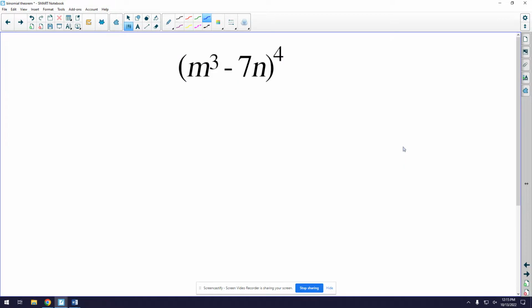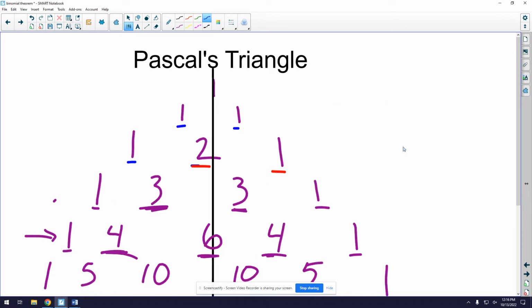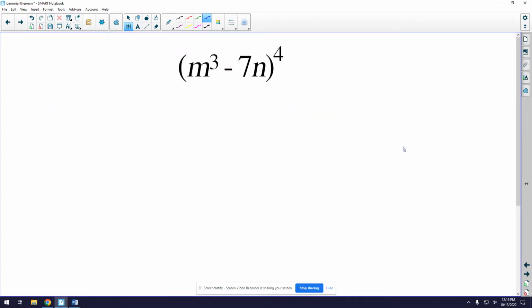And we've got one more example. m to the 3rd minus 7n, all to the 4th. Pascal's triangle says I need 1, 4, 6, 4, 1. And since I have a minus sign in between here, I know that I'm going to have a positive, a negative, a positive, a negative, a positive. Because my first term, m cubed, was positive, and my second term, minus 7n, is negative, that's how they're going to go.